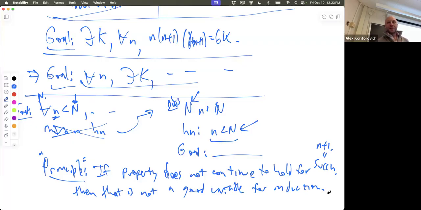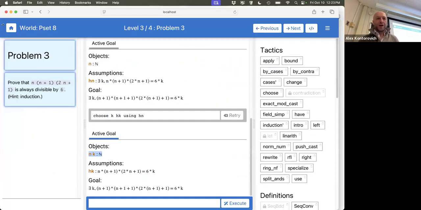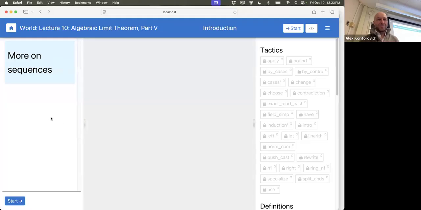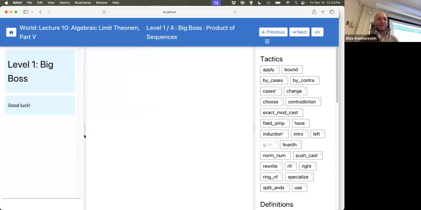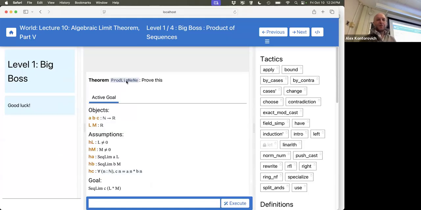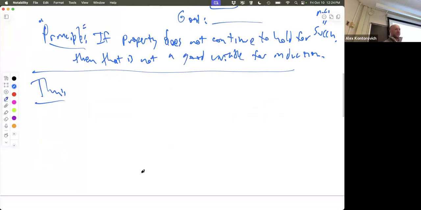Okay, that makes sense. All right, let's jump back into our theorem in progress. We're almost done with the algebraic limit theorem. Our theorem in progress, which is called product limit in the case when both are non-zero, and of course your homework will be to remove the non-zeroness, is the following. We talked about this last time. I think we can quickly remind ourselves of the proof.